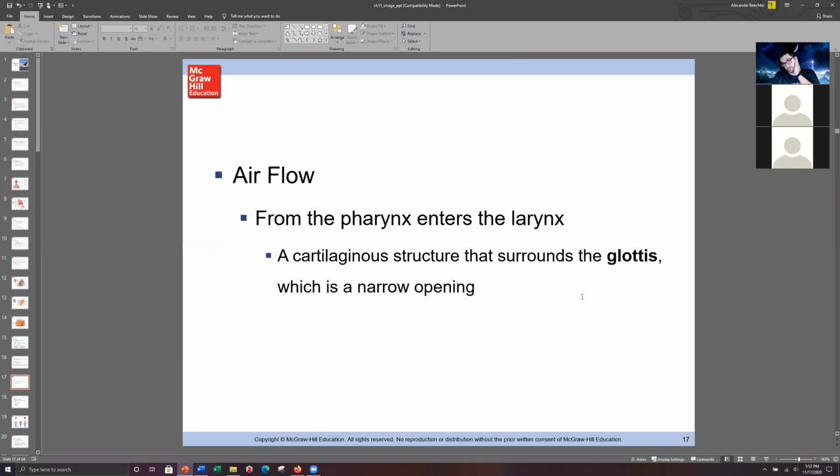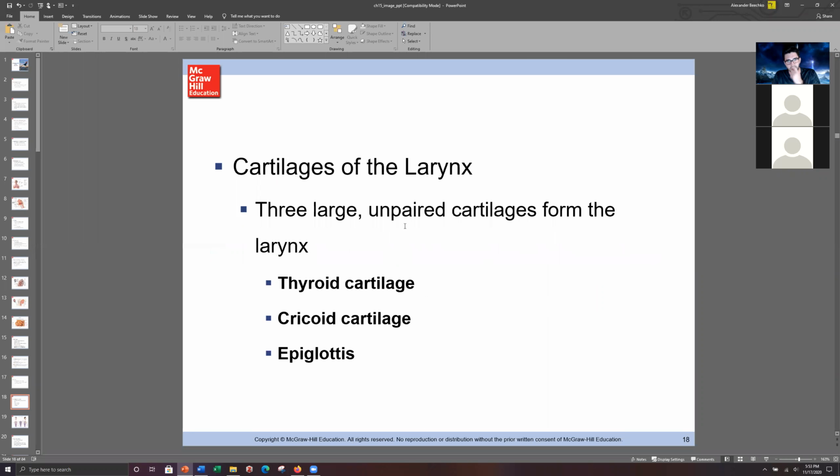Airflow, right? So airflow moves from the pharynx and enters the larynx, right? So we have a cartilaginous structure that surrounds the glottis, which is our narrow opening. And the cartilages of the larynx are threefold. Okay, so we have three large unpaired cartilages that form the larynx, called the thyroid, cricoid, and the epiglottis.